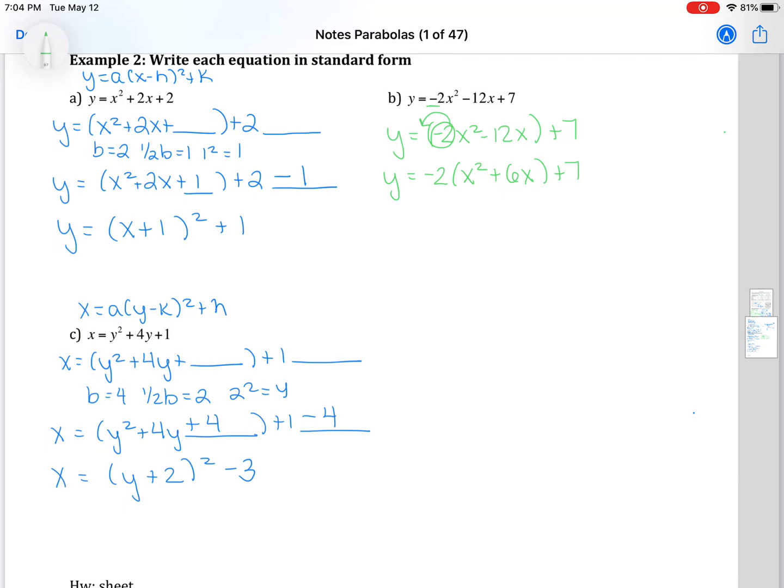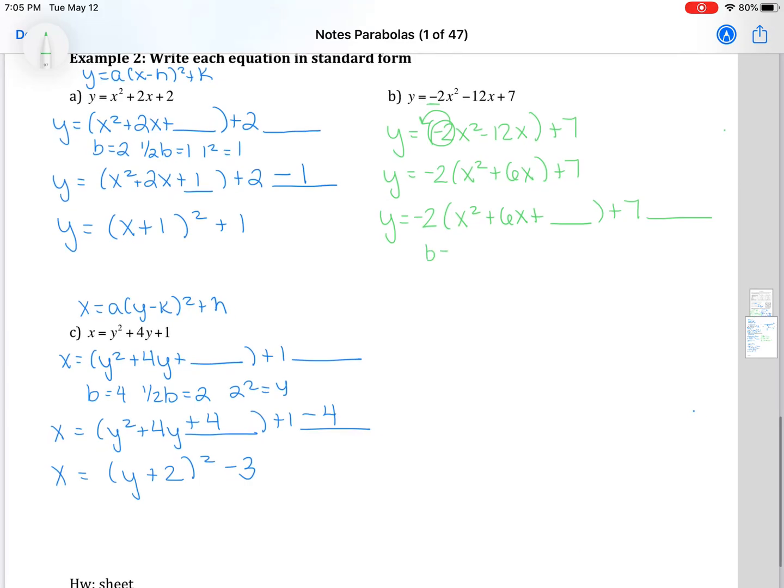I would always double check and distribute that back in and make sure that it does in fact still get you the original problem that you had. Because if not, then you're going to keep going and something's definitely going to be wrong. So after you do that, that -2 is just going to hang out. That's going to play the part of the a value. We're going to set up the completing the square process for our x value.